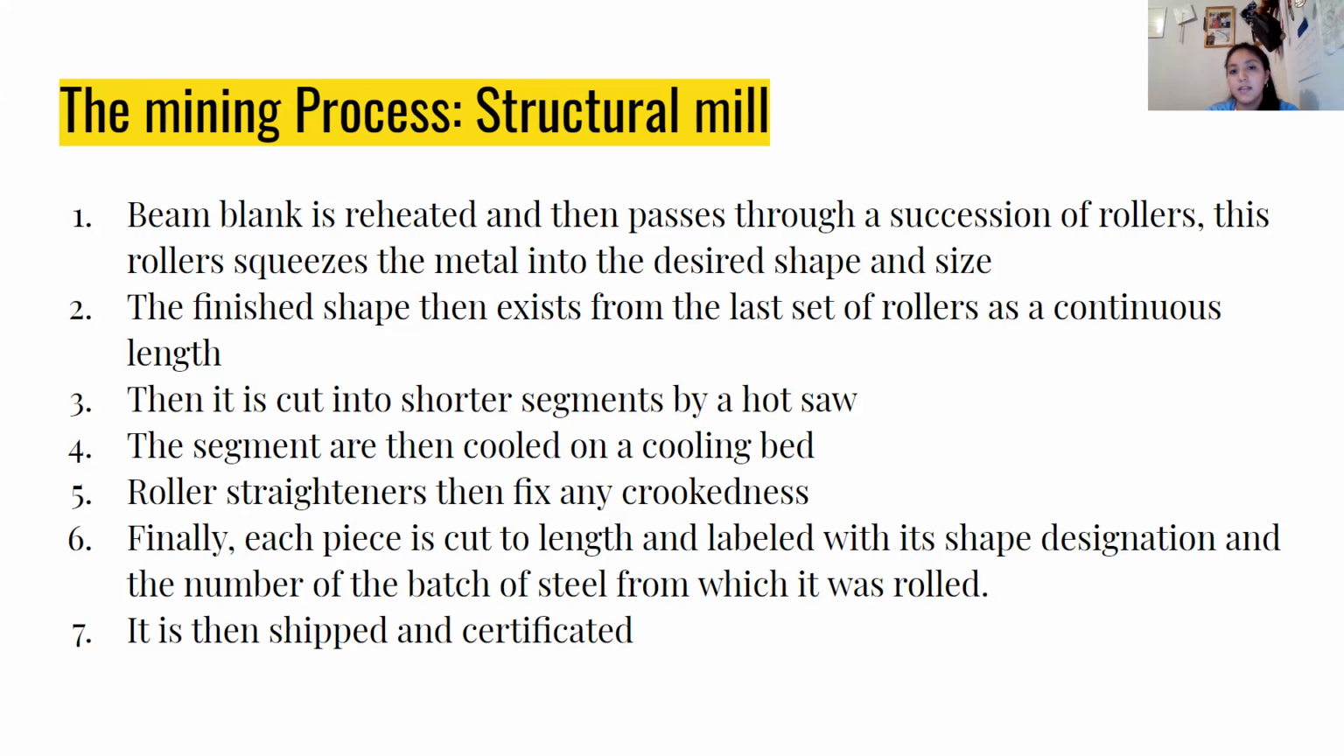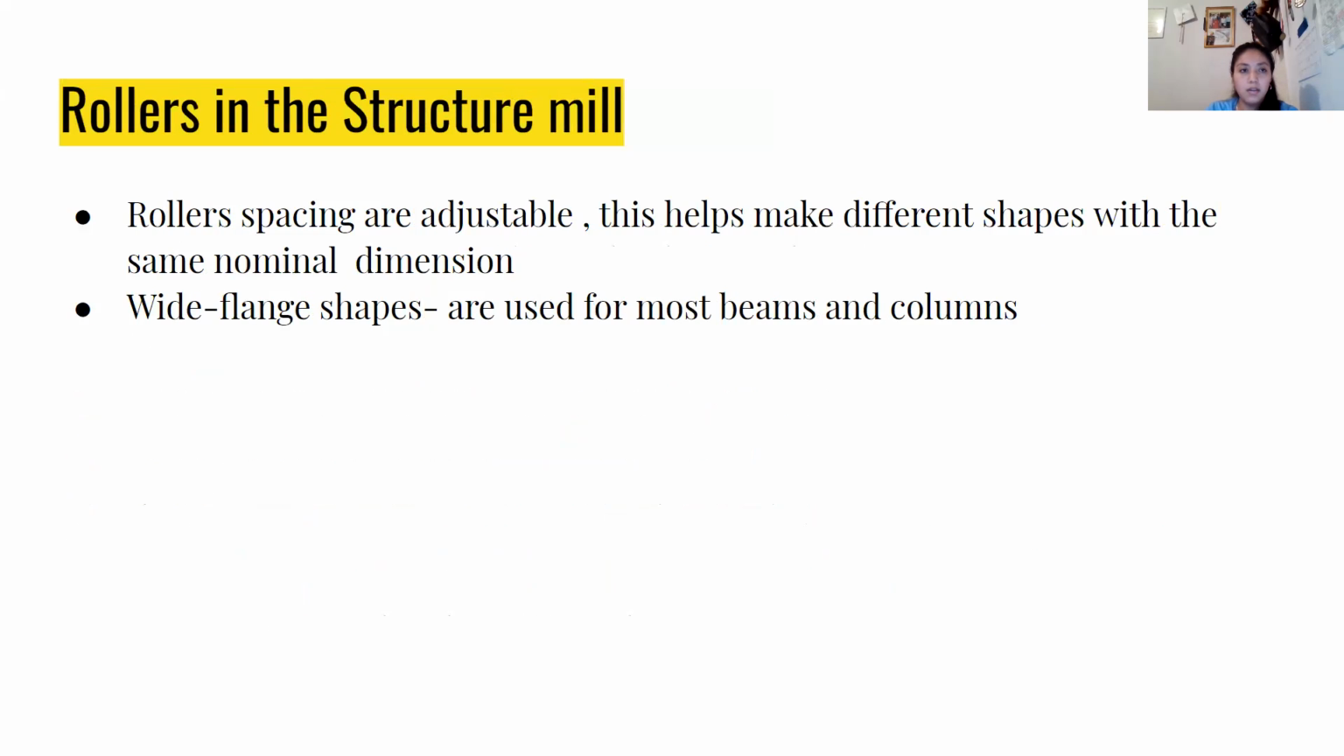Finally, each piece is cut to length and labeled with its shape and the number of the batch of steel in which it was rolled. After that, it is shipped out and certified, saying that the steel production follows the standards. So now we can also talk about the rollers in the structural mill. Roller spacings can be changed during this milling. This helps make different shapes with the same numeric dimension.